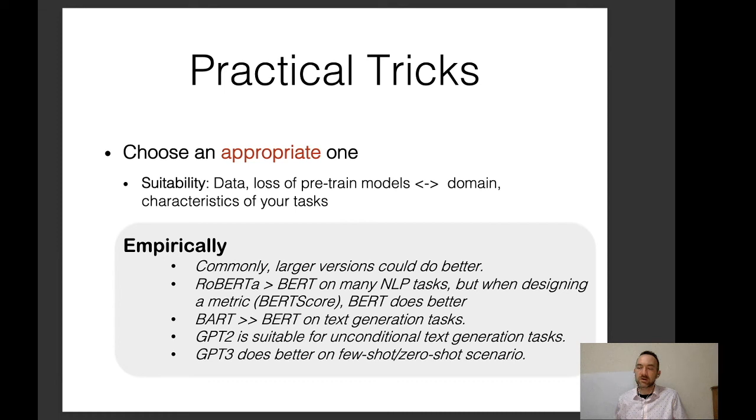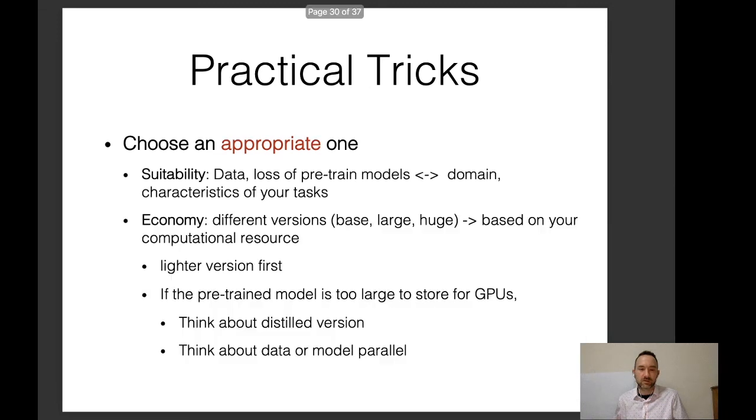But GPT-3 or other larger language models are likely to do better than GPT-2 because they're trained on more data and they have more parameters, so they can memorize the data they have seen better. Also, there are different versions, like the base version, the large version, the huge version. When you're experimenting, you don't need to jump to the huge version right away. You can use the lighter version first. And if the pre-trained model is too large to store on GPUs, there's a lot of work on knowledge distillation, and you can use data or model parallelism to help you out as well.